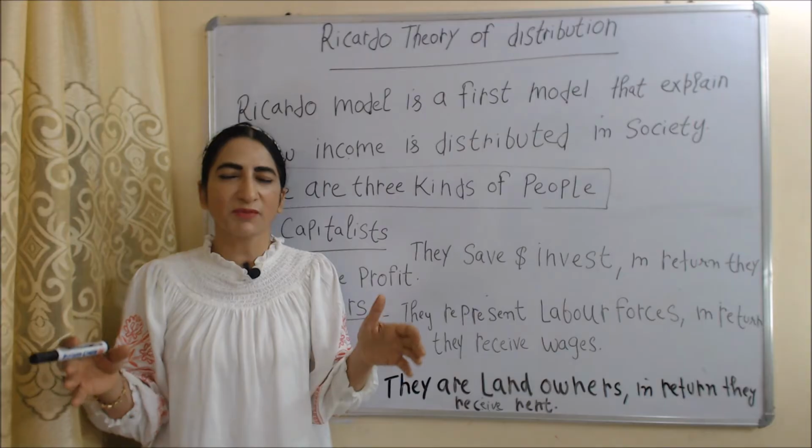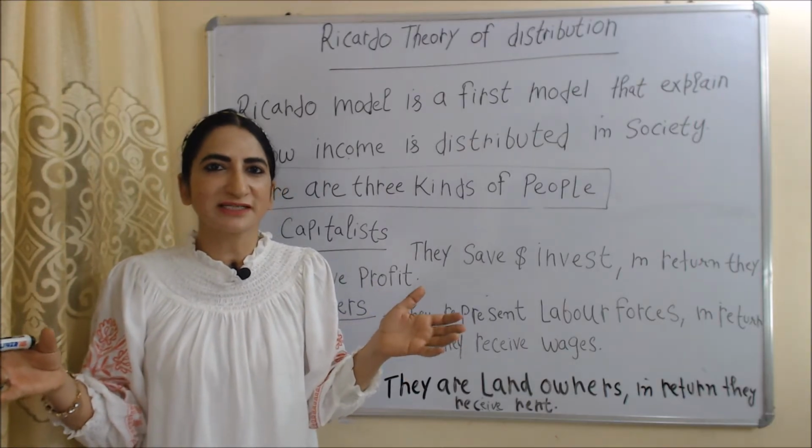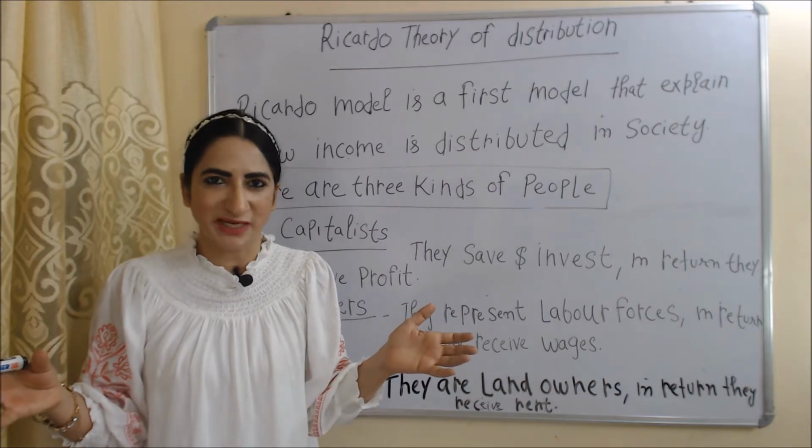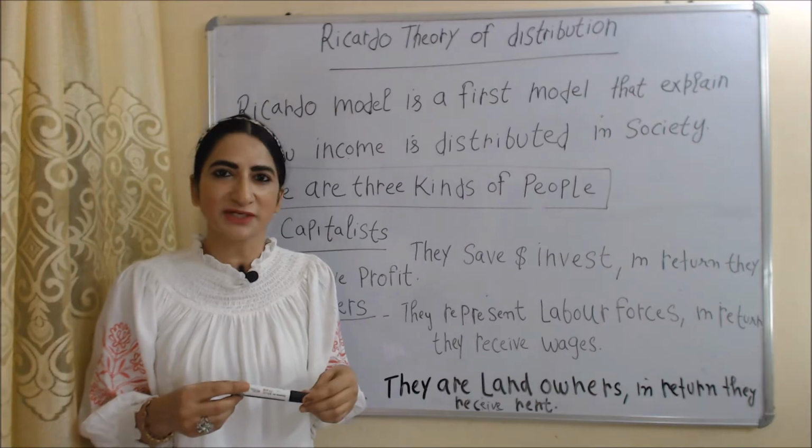Today we are going to talk about Ricardo Theory of Distribution. Ricardo model is the first model that explains how income is distributed in society.